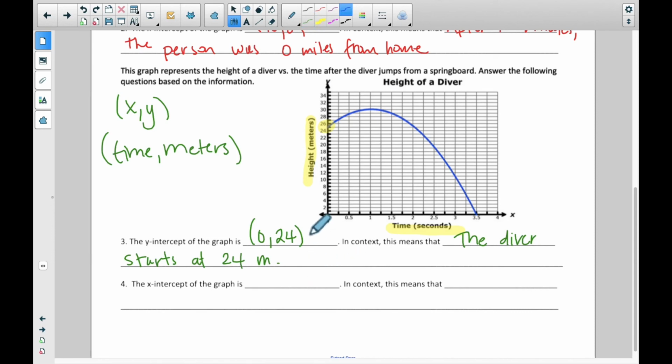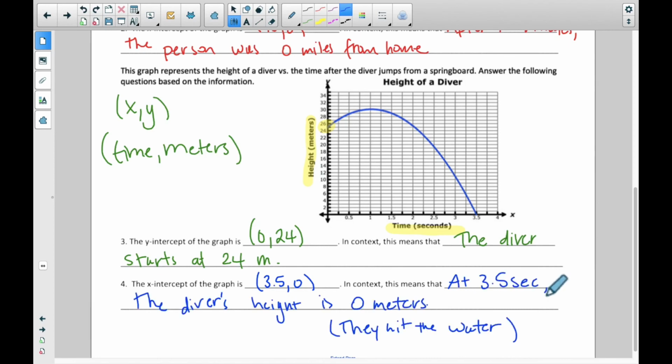Okay, next question. The x-intercept, that's over here, and it looks like it's about 3.5. And again, we always give it as a coordinate, so (3.5, 0). The first number is the time, the second number is the meters. So in context, this means that at 3.5 seconds, the diver's height is 0 meters. In other words, they hit the water.